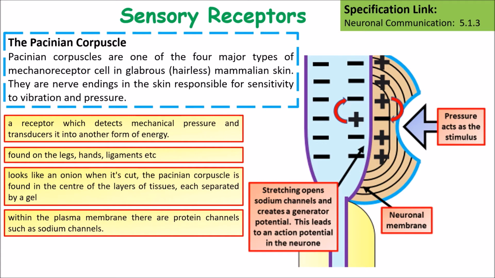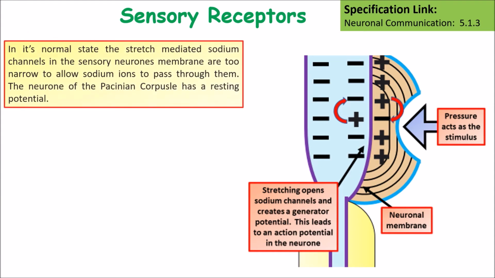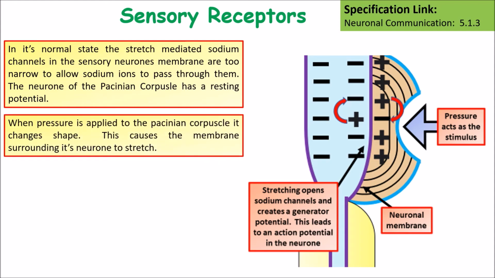Within the plasma membrane there are protein channels such as sodium channels. So the sodium channel within this structure is known as a stretch-mediated sodium channel. In its normal state, the stretch-mediated sodium channels in the sensory neuron membranes are too narrow to allow sodium ions to pass into them. So the neuron of the Pacinian corpuscle has a resting potential.